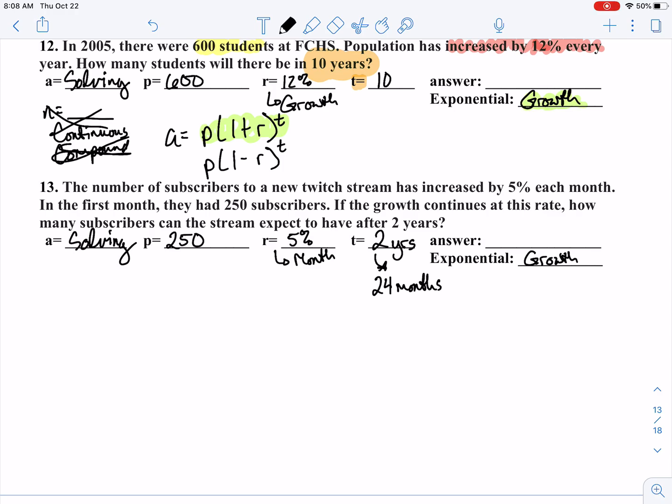Tomorrow we'll look at a handful of more examples and use, again, a couple of different equations.